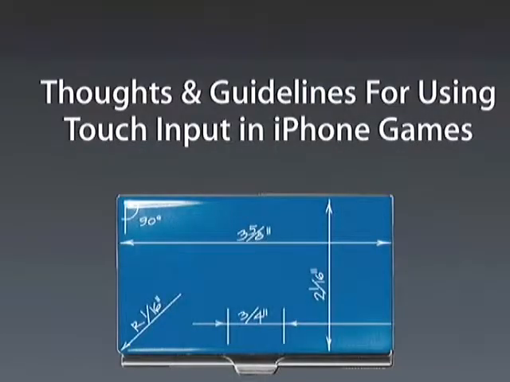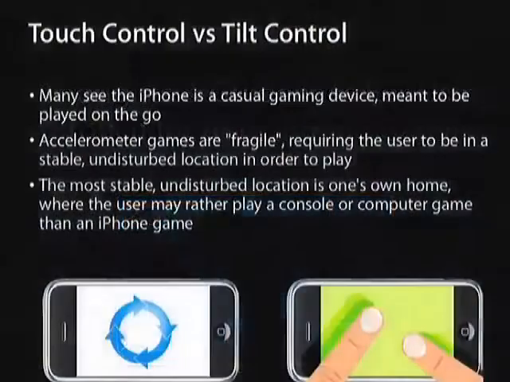So jumping right into it, thoughts and guidelines. Let me just say, first of all, that as far as games are concerned, I'm a touch guy instead of a tilt guy. I think the iPhone is a casual games device. I think accelerometer games are nice. They provide a great way to get a full-fledged control out of your game and a great way to not obscure the viewport at all. However, it's kind of fragile. You've got to really be delicate with these things.